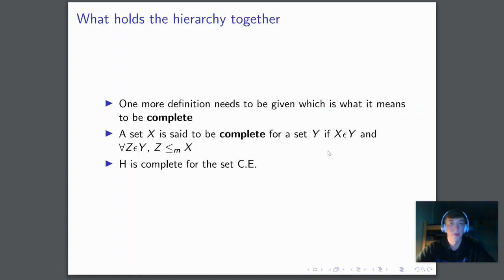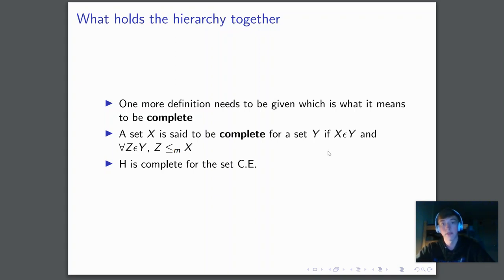One more definition that needs to be given to help explain how the hierarchy actually holds together and what the differences between the sets are is the idea of a set being complete. So a set X is said to be complete for a set Y if X is in Y, and for all Z in Y, Z is able to reduce to X. A way of describing this is using H as an example. H is, for example, complete for the set CE.